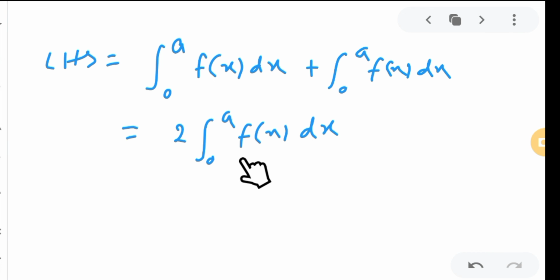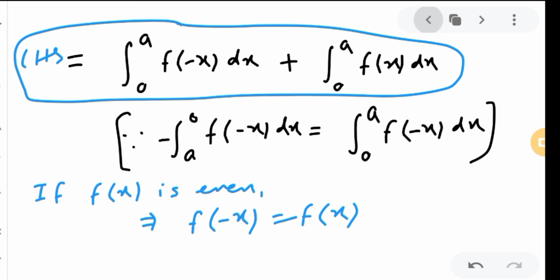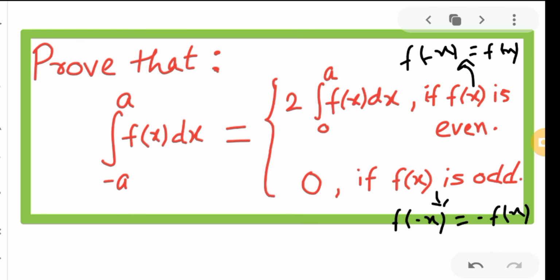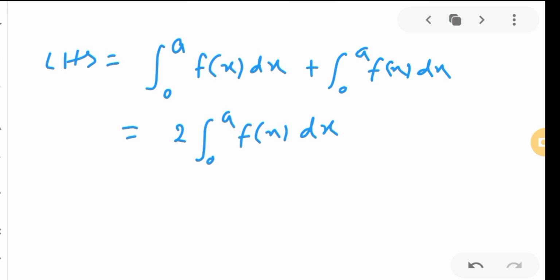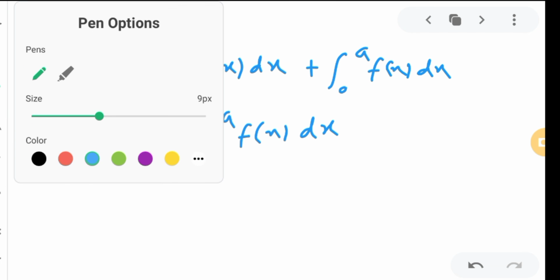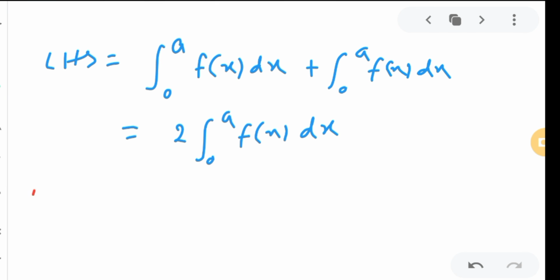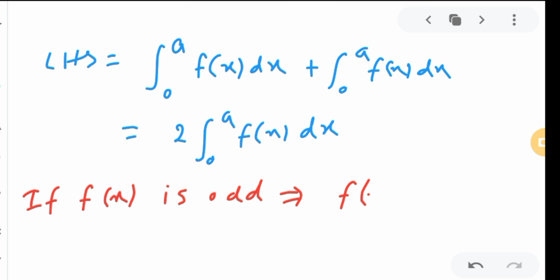If you check in the question, if f(x) is even, then LHS is equal to this, so the first part we proved. So the first part is done. Now the second part, if f(x) is odd. So if f(x) is odd, it means f of minus x is equal to minus f(x). This is the meaning of an odd function.